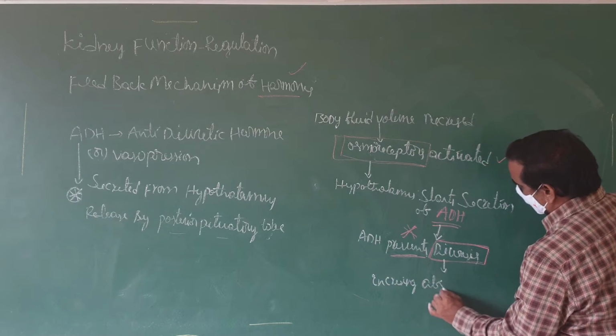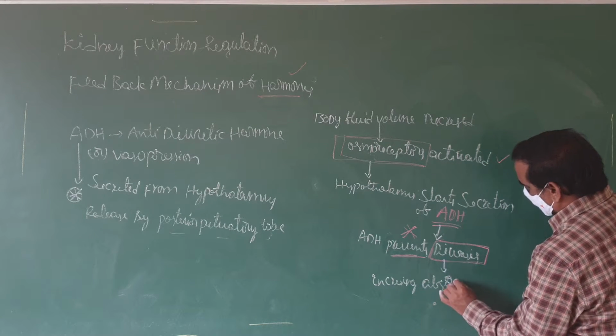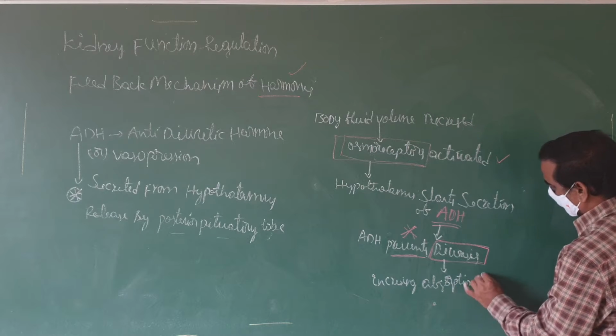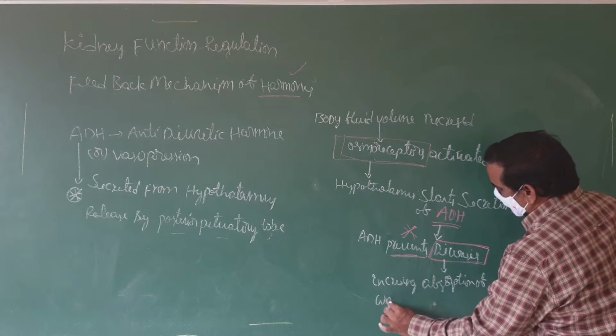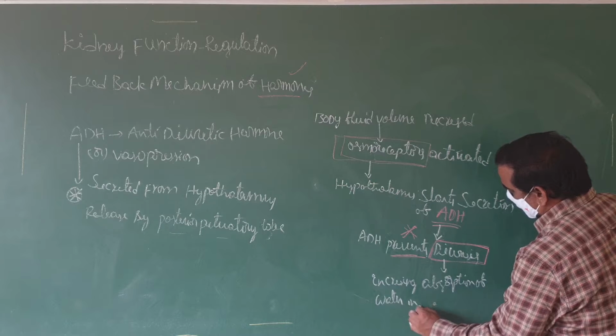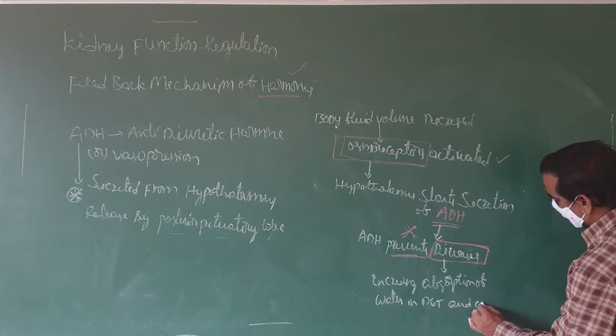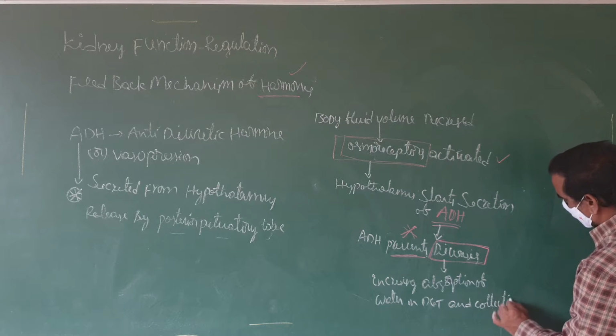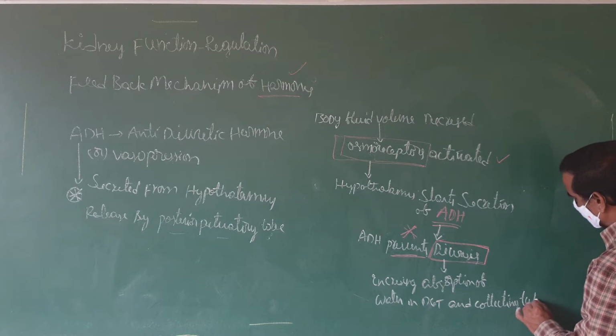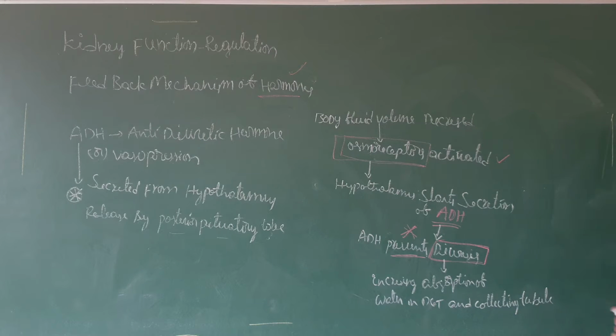How does it prevent diuresis? ADH prevents diuresis by increasing absorption of water in the DCT and collecting tubule. In the DCT and collecting tubule.